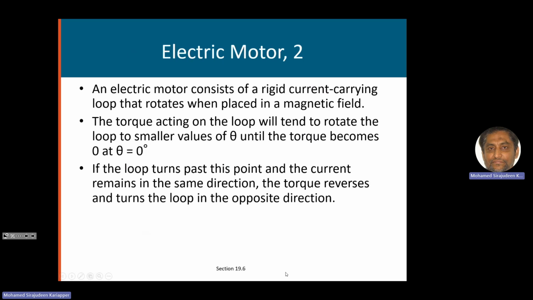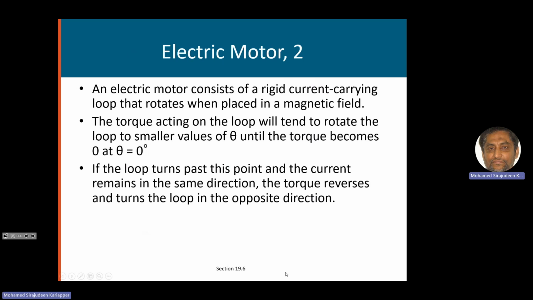But when it comes to the vertical position, when theta equals 0, you know what theta is? Theta is the angle between the perpendicular to the plane direction and the magnetic field direction. So when it is vertical, theta equals 0. When theta equals 0, you don't have a torque. You remember the equation, sine 0. Theta is 0, sine 0 is 0, so we have zero torque.